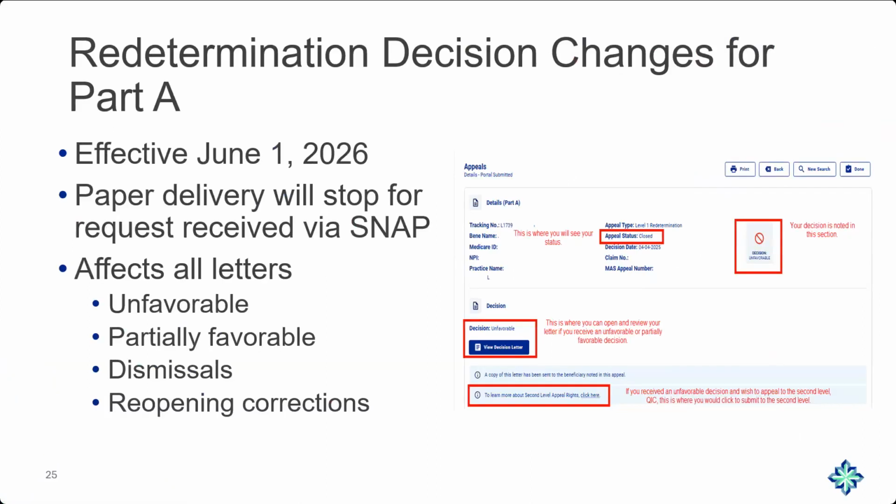We want to remind everyone that the redetermination decision letters are going to stop for paper delivery when the request was received in SNAP. So again, this is for Part A, which is the UB04 or the 837I billers. If you sent a request for a redetermination, which again we've talked quite a bit about, our letters will be posted into SNAP if the request came in SNAP. So hopefully that makes sense to everybody. This slide is not in your slide deck. It's just a reference or an extra material slide, an update slide.